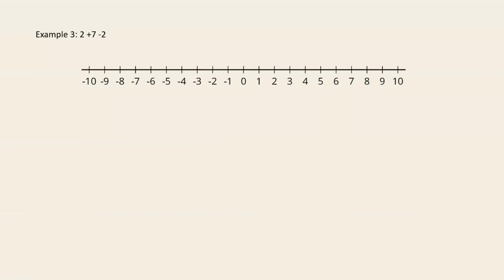Now the third example. 2 plus 7 minus 2. Yes, so from 2, I will move 7 steps towards the right. So the answer is 9, but it doesn't stop over there. You need to move towards the left 2 steps. Therefore, the answer is 7.